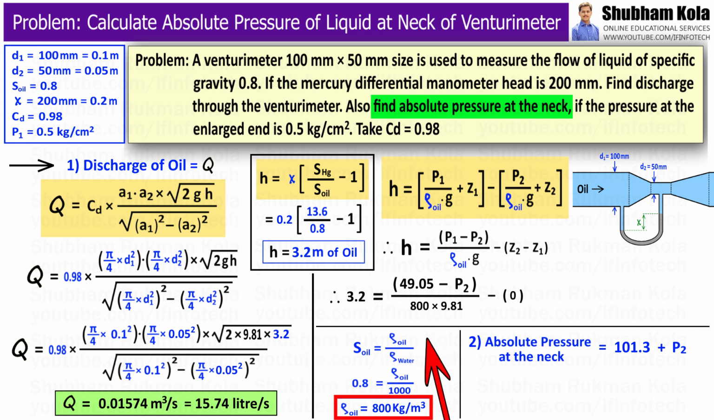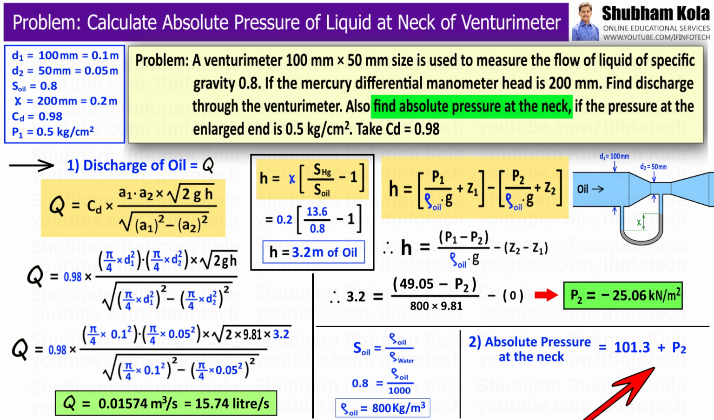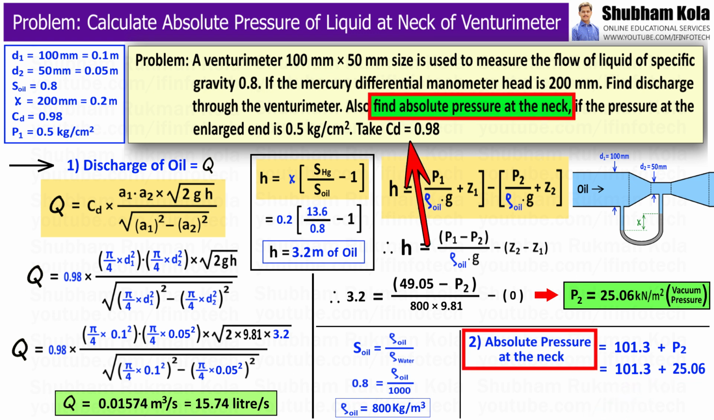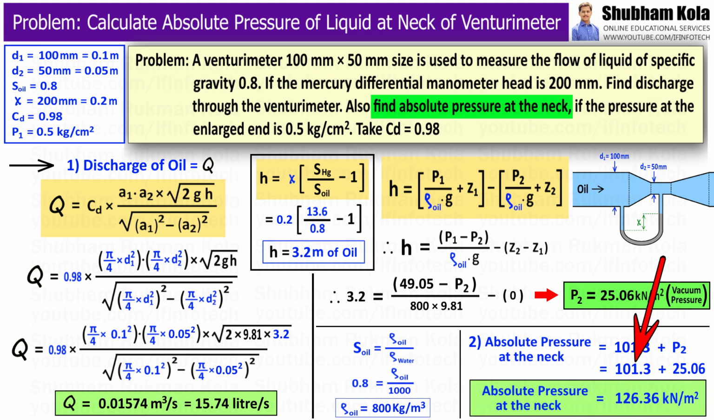So I will put this value in the equation. And here small g is acceleration due to gravity, which is 9.81. Therefore, by calculating this, I will get P2, that is the gauge pressure at the neck, as minus 25.06 kilonewton per meter square. Here the negative sign indicates vacuum pressure. Now with this calculated value of P2, that is the gauge pressure at the neck, I will calculate the absolute pressure at the neck. Therefore, we got the absolute pressure at the neck as 126.36 kilonewton per meter square, also known as kilopascal.